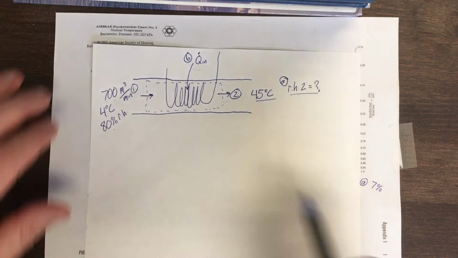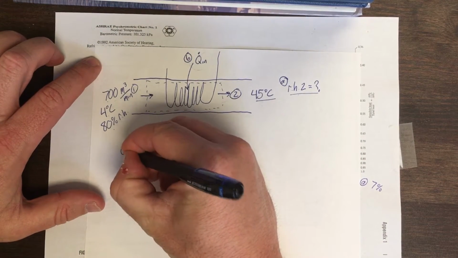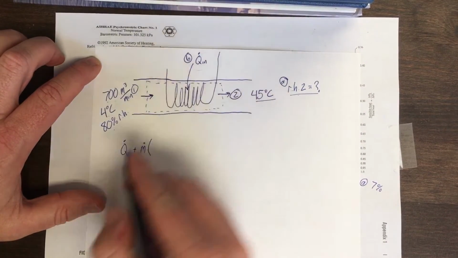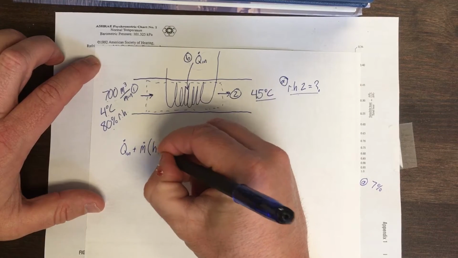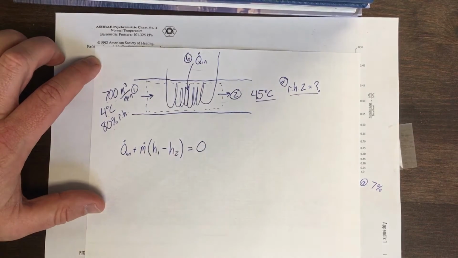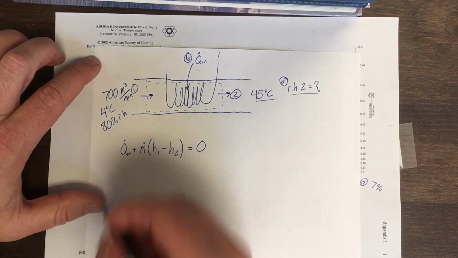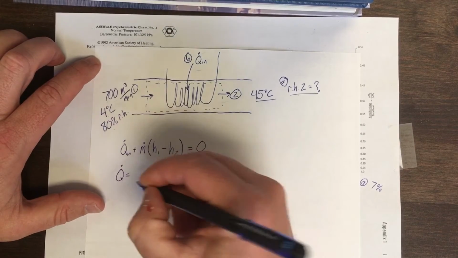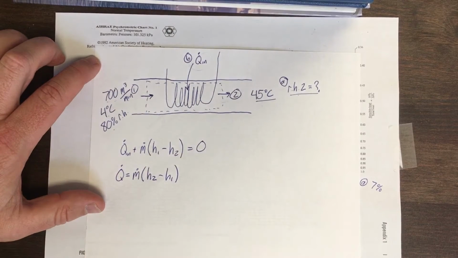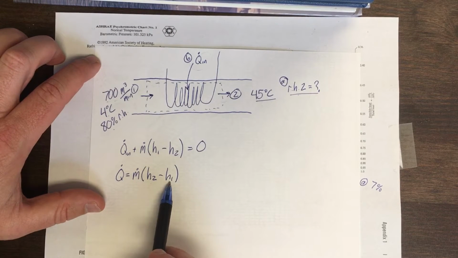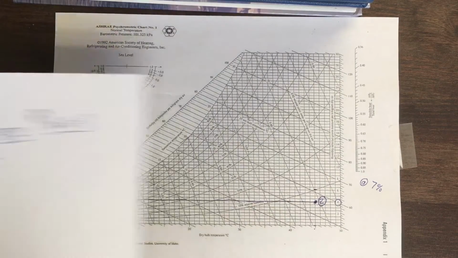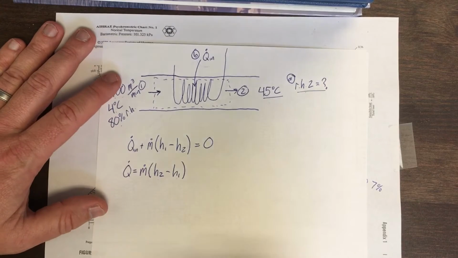Let's write the conservation of energy now. If we write the energy balance for this, we have heat in plus the mass flow rate times the energy entering at 1 minus the energy leaving at 2, and that equals 0 if this is a steady state system. So we want to know Q. It's going to be the mass flow rate times H2 minus H1. We can get H2 and H1 because we have those states defined. We have points on this chart where we can read those enthalpies. The only thing we're missing is the mass flow rate.